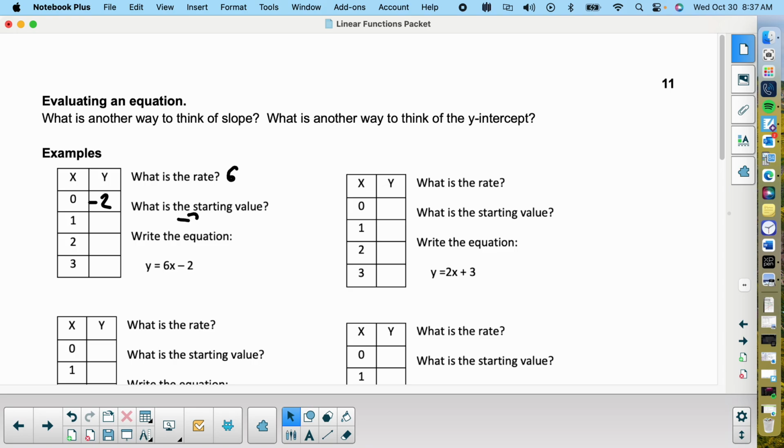Yep. So for us to get to the next number, we are going to add 6 onto negative 2. That's what slope means. It means how much it changes. So negative 2 plus 6, 4. Yep, perfect.